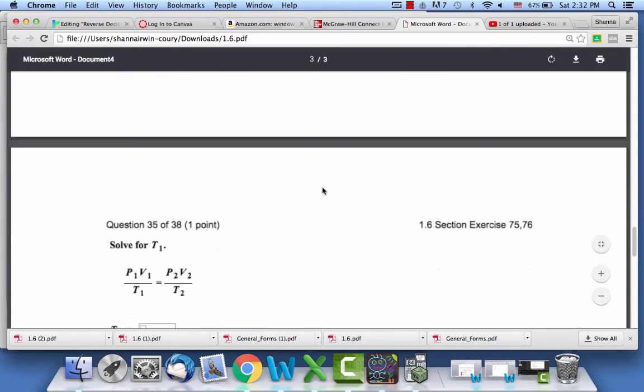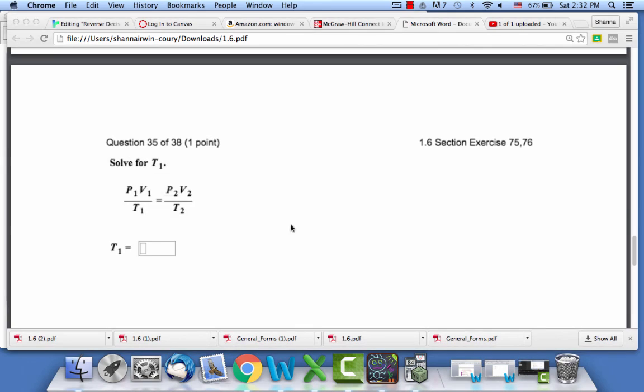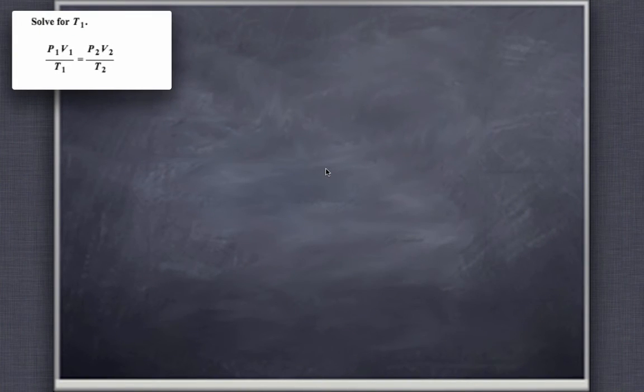Okay, last one on this section. This is rewriting a formula just to solve for one piece of it. So T1 is in the denominator. You could cross multiply. I think that's what most of you would do right away. You could also turn these upside down.